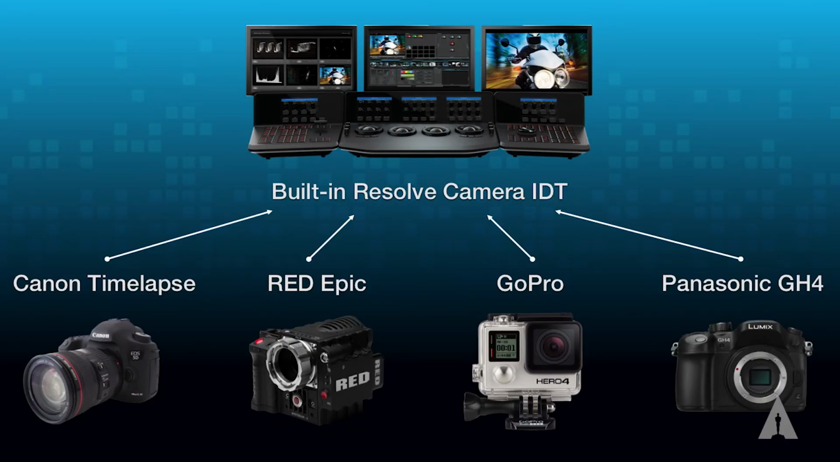So the first thing that we did was take all of the existing cameras that were used on the show. Canon time-lapse, you had Red Epic, a few Red Dragon shots, GoPro, and Panasonic GH4 on a drone. That all came into Resolve using just the built-in Resolve IDTs for the various cameras. The GoPro was a 709 actually, just a 709 IDT.